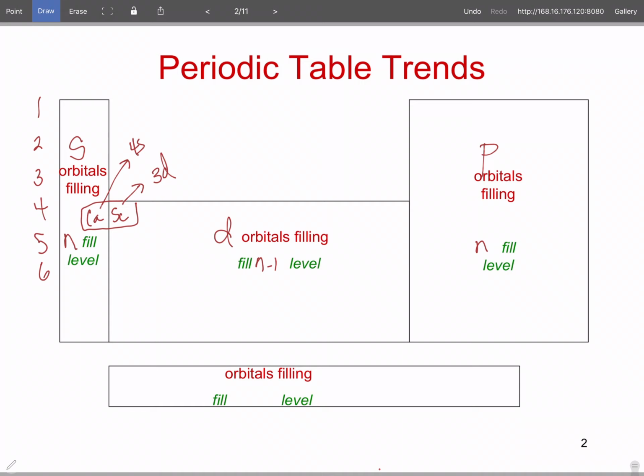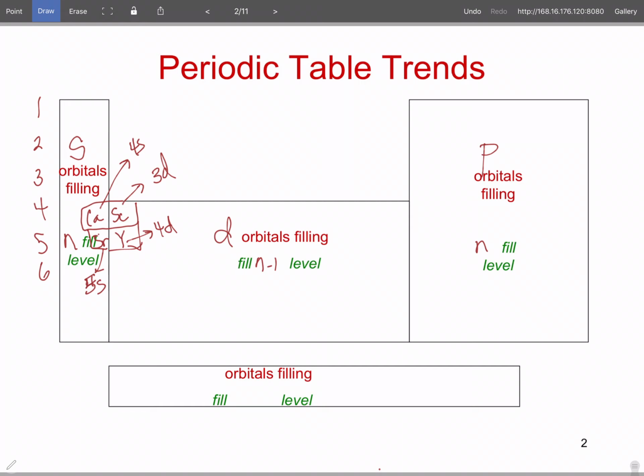Let me count: 1, 2, 3, 4, 5. So strontium would be 5s, and yttrium would be 4d. Going back, if you look at the periodic table, calcium is 4s, scandium is 3d, strontium is 5s, and yttrium is 4d. So they fill that way.